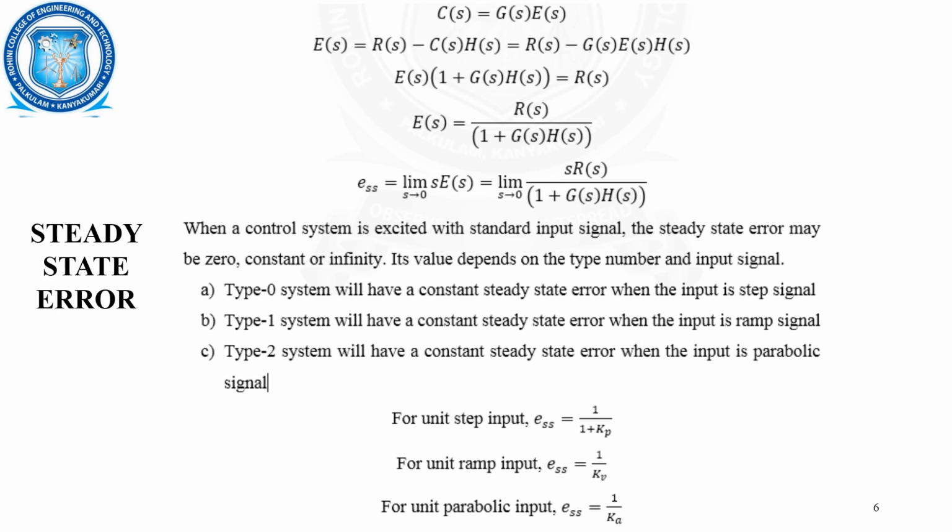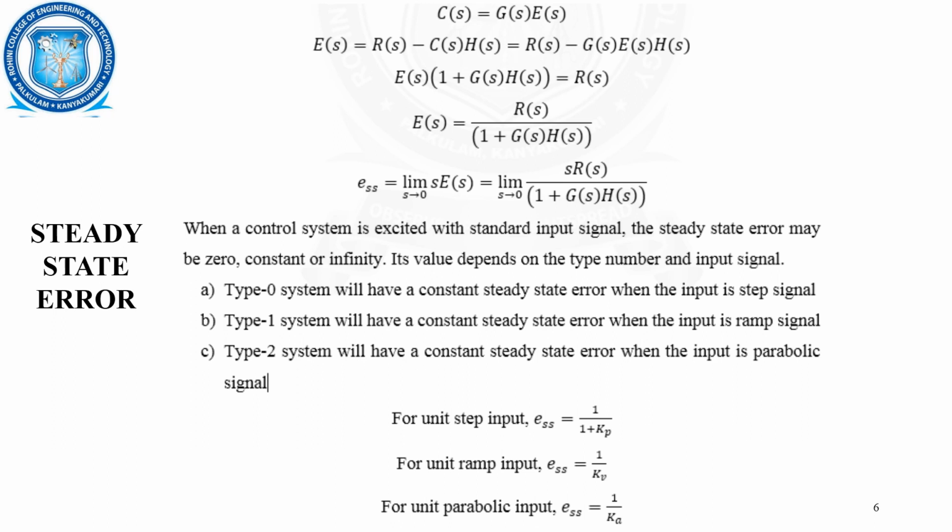Now let us see the cases of steady state error, that is, when we will have a constant steady state error if it is a type 0 system, type 1 system and type 2 system. What does this type mean? Type 0 represents that there is no pole at the origin. A pole is nothing but the s value present in the denominator of the transfer function. If it is a type 0 system, there is no pole at the origin.